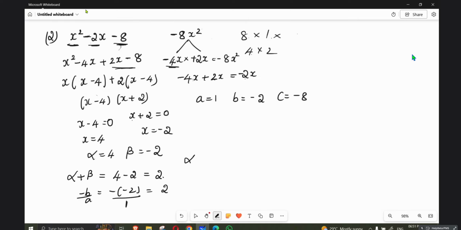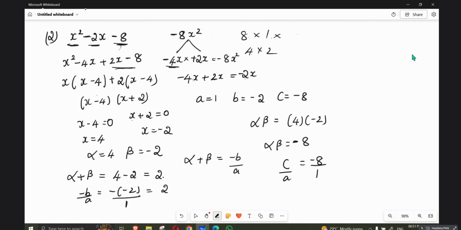And if you see, alpha plus beta is equal to minus b by a. This is also a verification for you. Once you are getting like this, whatever you have done until now will be correct. Alpha into beta is what? 4 into minus 2, so alpha into beta is equal to minus 8. Then c by a: c is minus 8, a is 1, so that is minus 8. Same thing you are getting. Therefore, alpha into beta is equal to c by a. So we have verified. Understood?